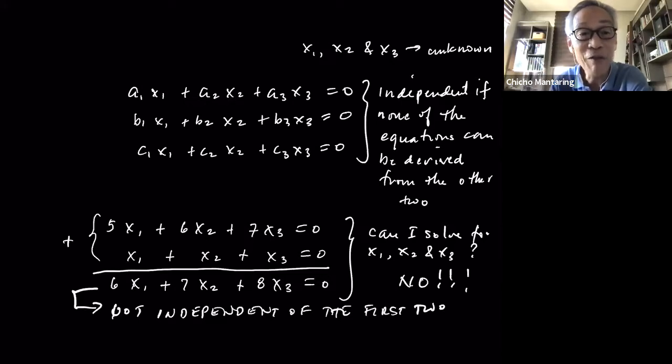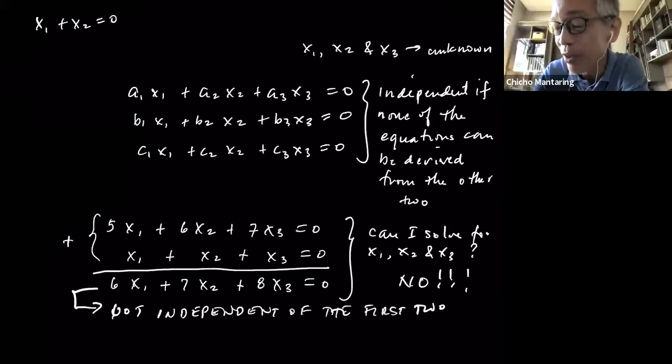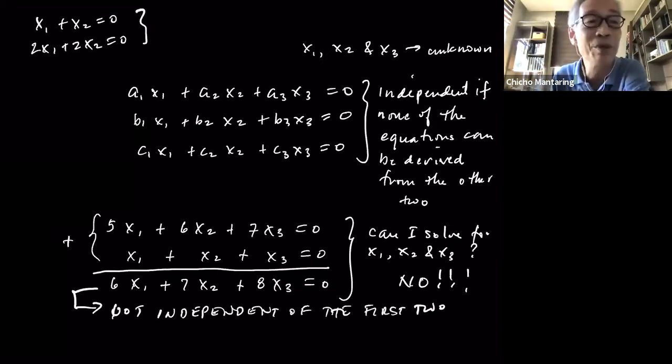Apo. Ano? Ngayon, if my third equation were completely random, di ba? Kung yung third equation ko was completely random, was independent of the first and second equation, I can solve for x1, x2, x3. But in this case, my third equation is not random. I can just simple na lang, no? Very, very simple. x1 plus x2 is equal to 0. Okay? 2x1 plus 2x2 is equal to 0. Can I solve for x1 and x2?